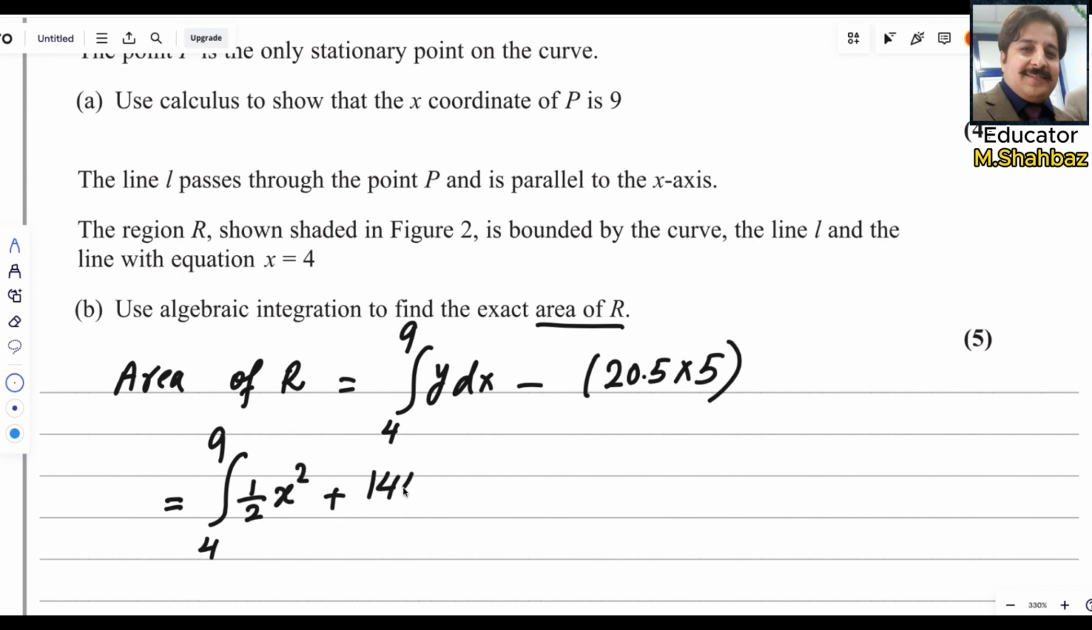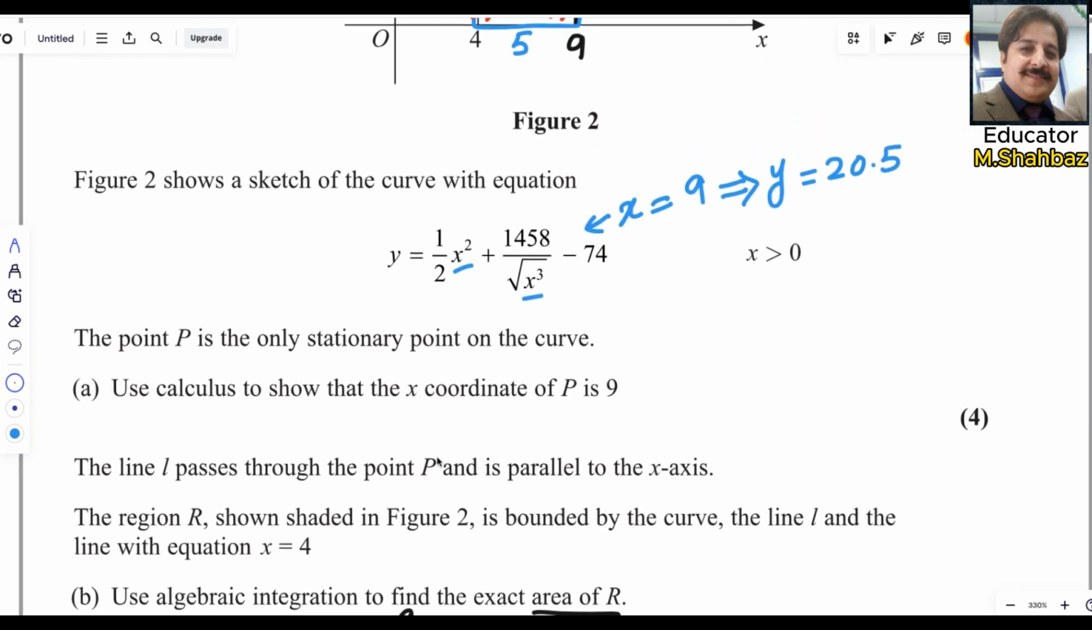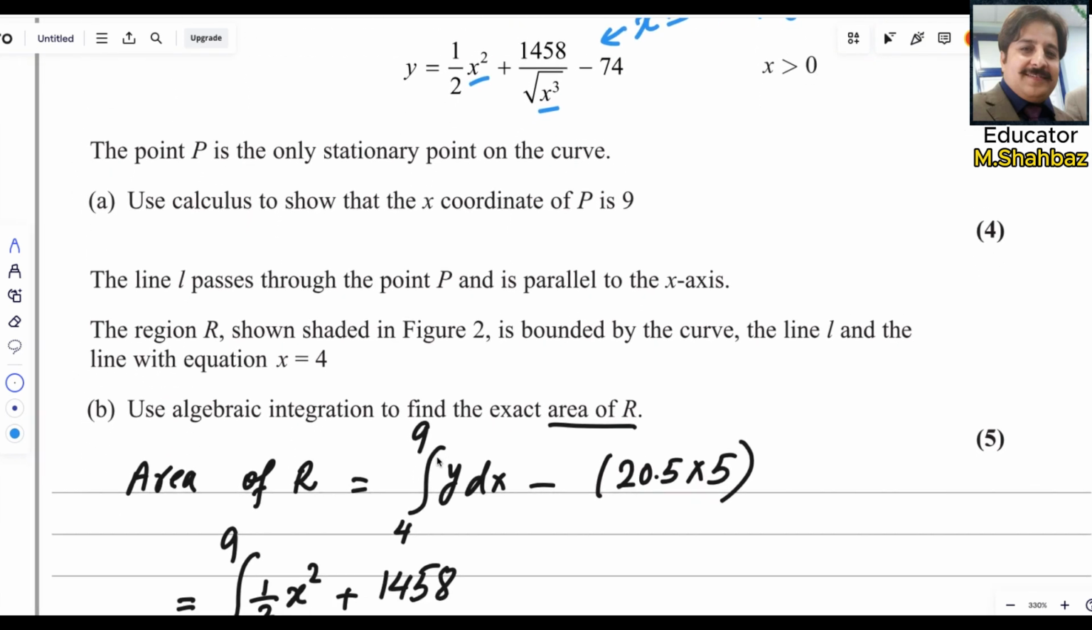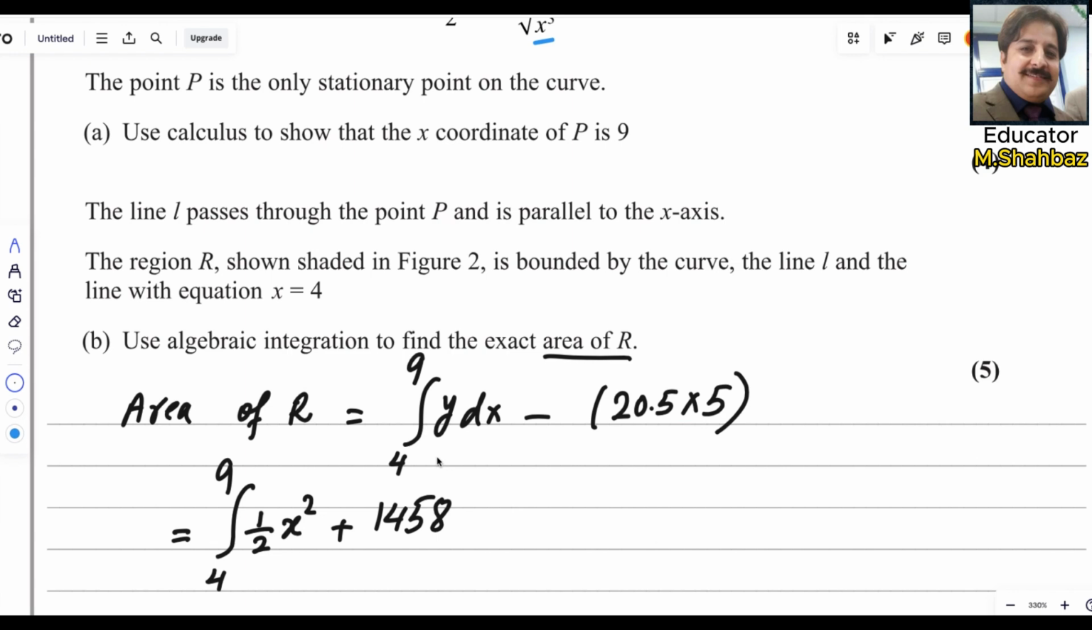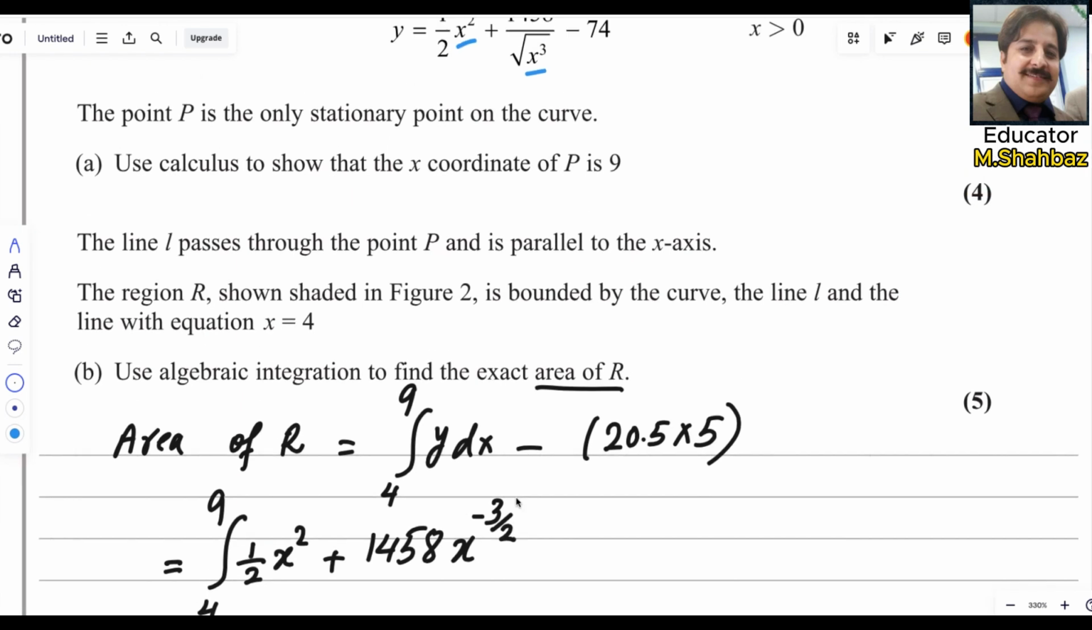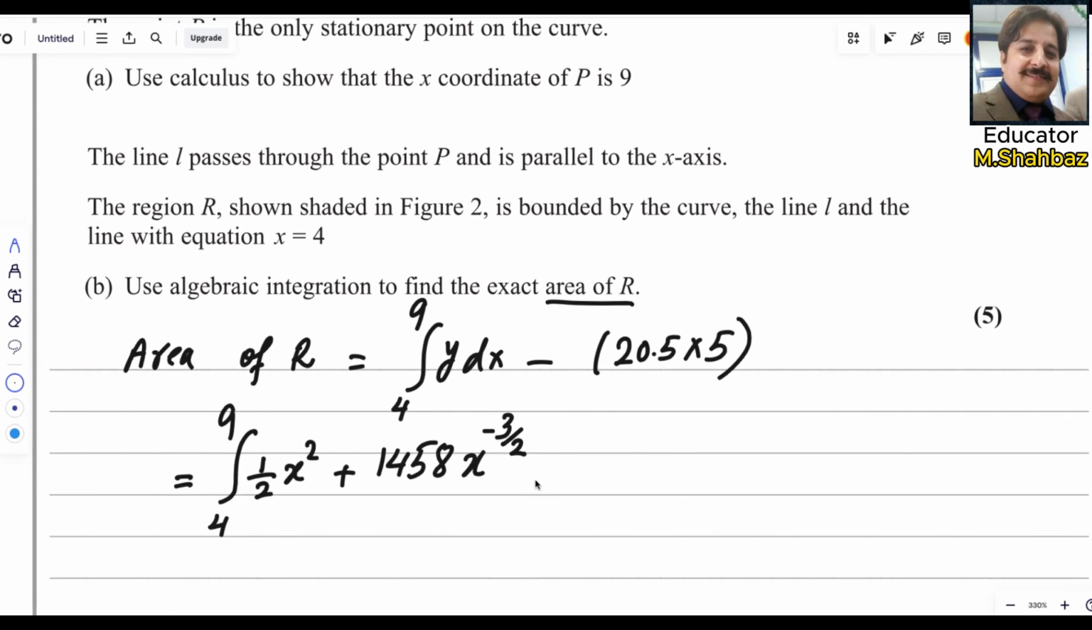plus 1458. We will make the denominator a numerator, so the sign of the power will change. In the denominator, the power is negative 3/2, so it becomes positive 3/2 when you bring it to the numerator. Then for negative 3/2, to integrate, the variable should be in the numerator, not in the denominator. Then 74 as is. So we get this expression, and you can solve this part easily. For sure it will be 102.5.